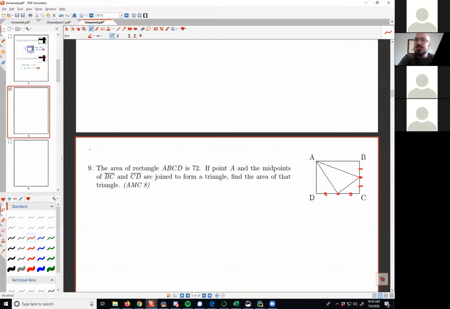Has everyone seen those tick marks before? Yeah. Yes. Just in case, if I put one tick mark on two segments, that means they're of equal length. If I put two tick marks on two segments, they're of equal length, but it may be a different equal length than the one tick mark segments. We're given the area of the whole big rectangle. And now we want the area of the triangle in the middle.